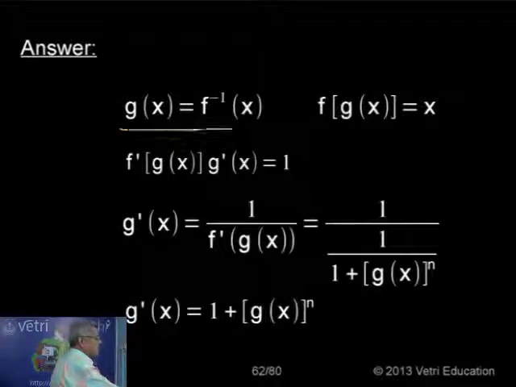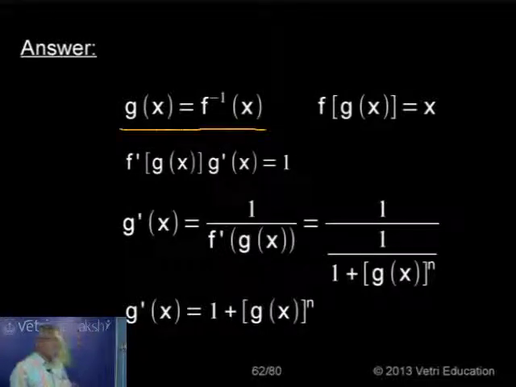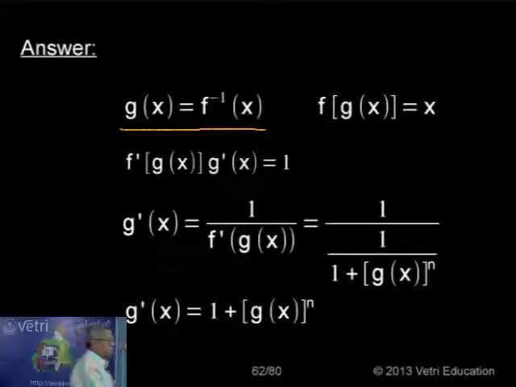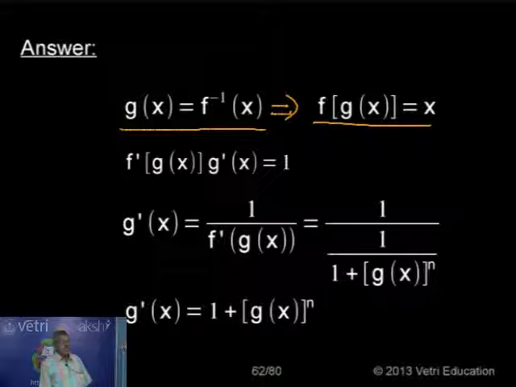g(x) is f inverse x. From this definition of inverse function, f of g of x is x. f inverse is g, so f of g of x is x. Now we are differentiating this function. How will you differentiate f of g of x? Function of a function rule.